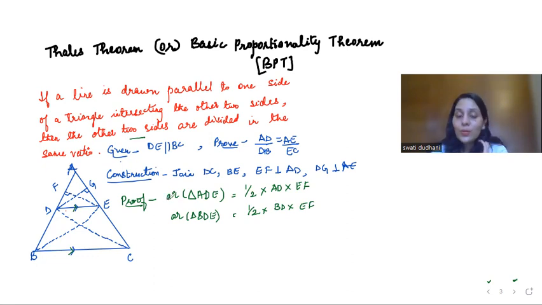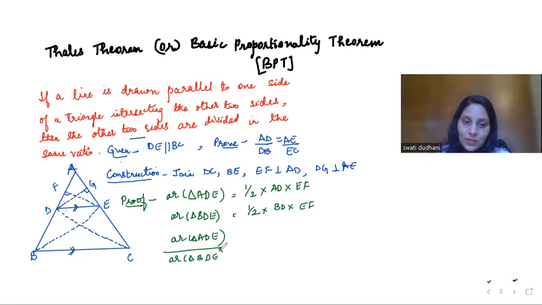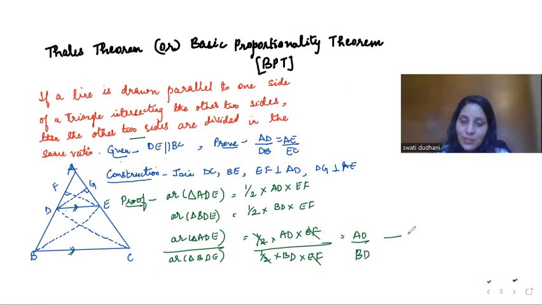So now we will divide these two triangles. So area of triangle ADE by area of triangle BDE. So upon division, we'll just copy what it is equal to. And we can see same things, half can be cancelled and EF can be cancelled. So we are left with AD by BD. So this is our first equation.